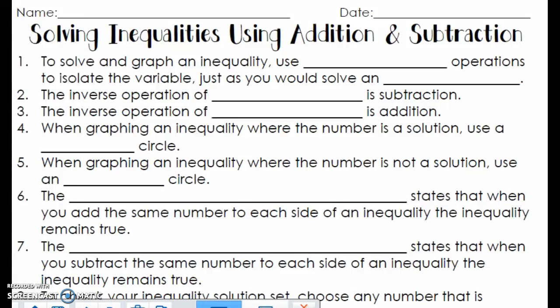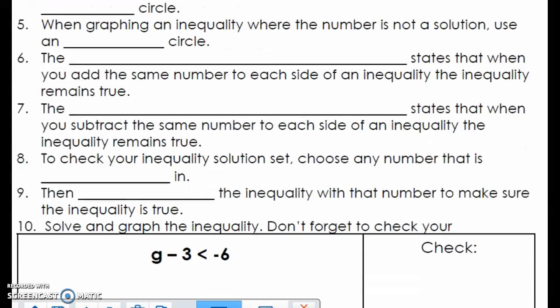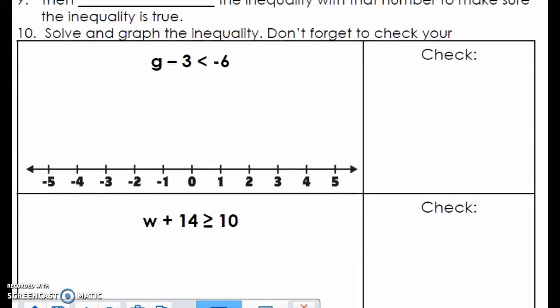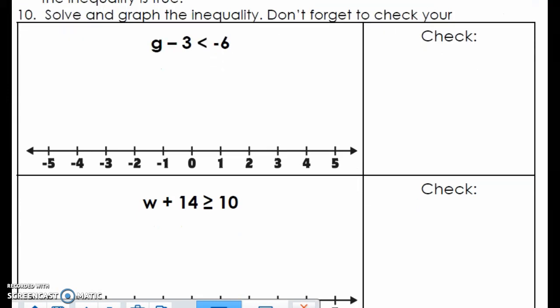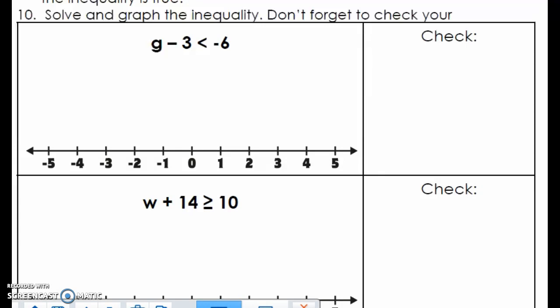I'm going to skip the writing part for now and go down to the bottom, because I think that you guys can help me figure this out without taking a lot of notes first. We're going to try number 10, which has two inequalities. The first one says g minus 3 is less than negative 6.